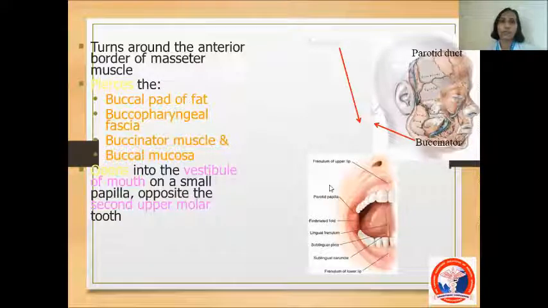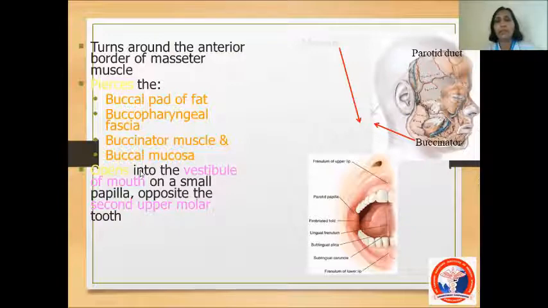As the duct runs forward, it turns along the anterior border of the masseter muscle. Here, it pierces the buccal pad of fat, that is the pad of fat which is in the cheeks. Then it pierces the buccopharyngeal fascia between the buccinator muscle and the pharyngeal muscles. Then it pierces through the buccinator muscle and then the buccal mucosa of the oral cavity.